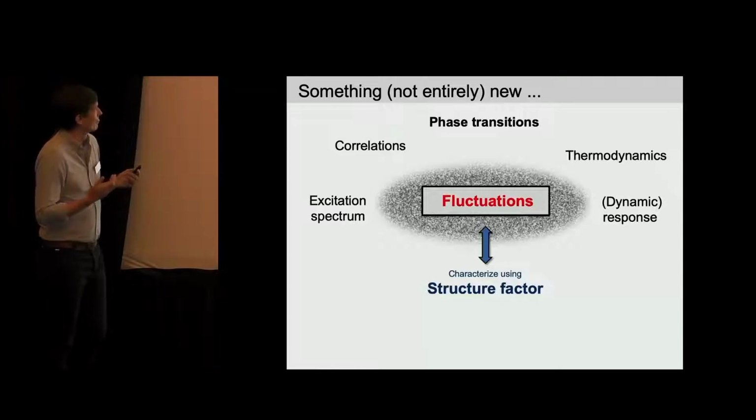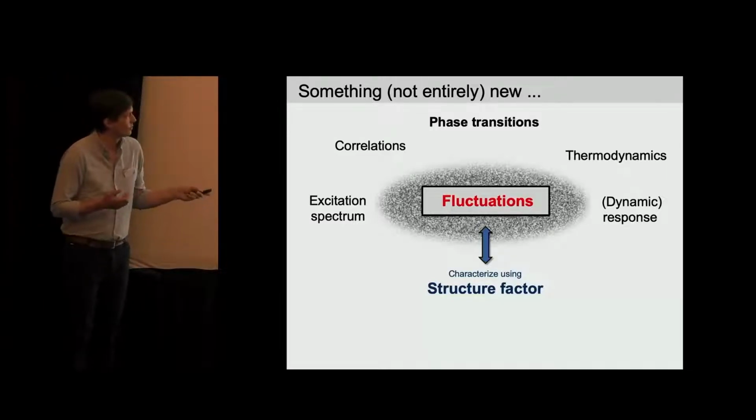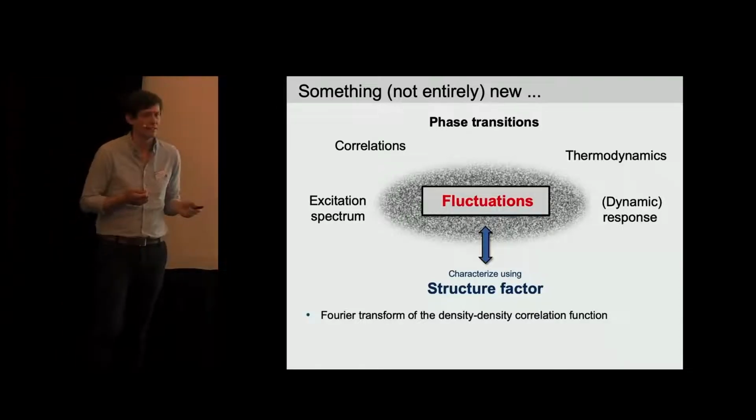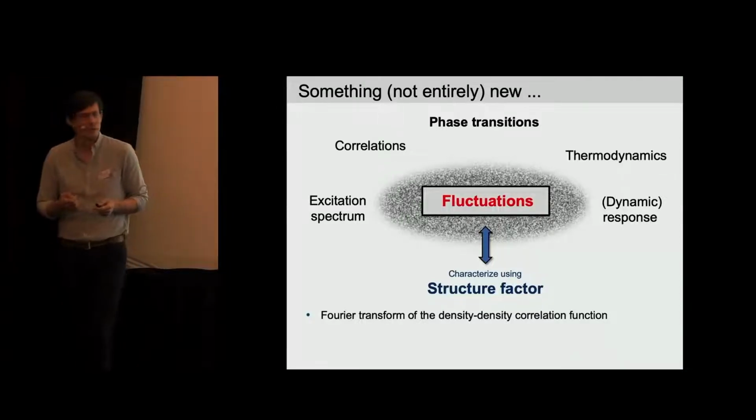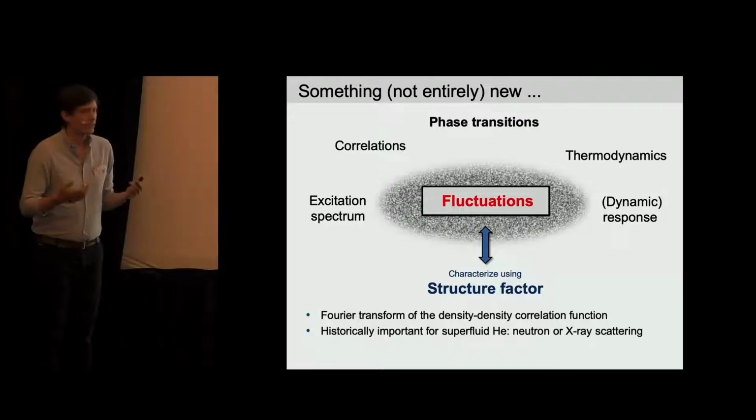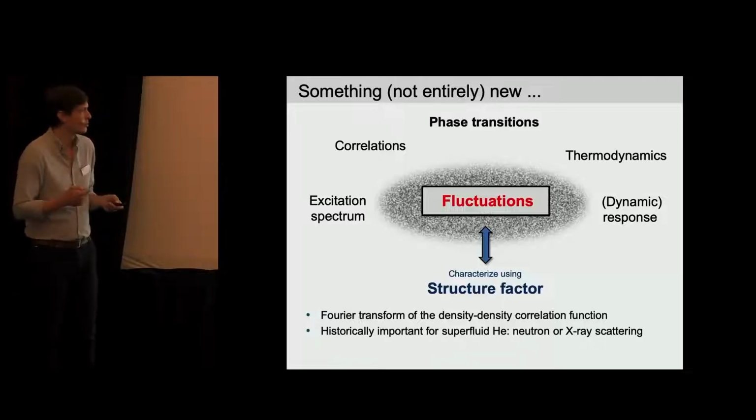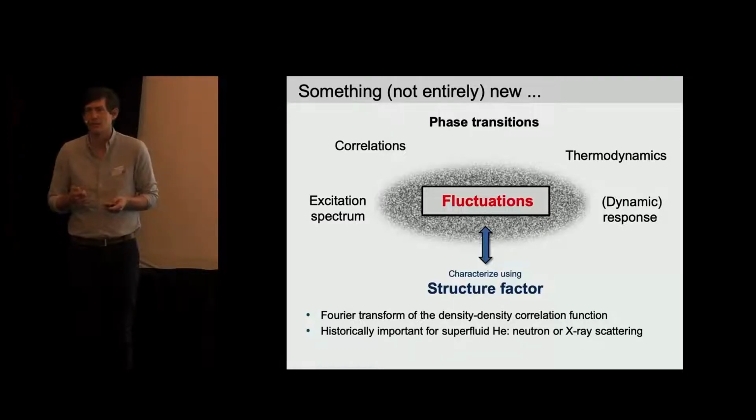The way we can characterize fluctuations is using the structure factor. And what is the structure factor? It's just the Fourier transform of the density correlation function. It's historically quite interesting to use this because that is how people learned about superfluid helium in the first place, by doing neutron or X-ray scattering on helium.